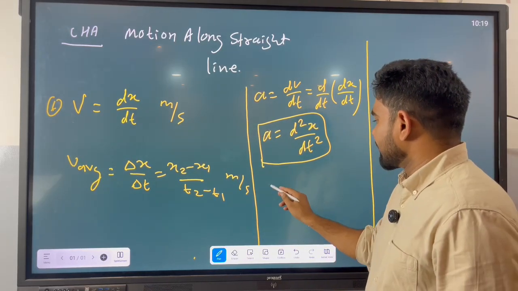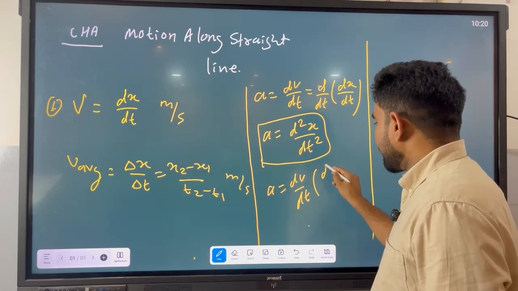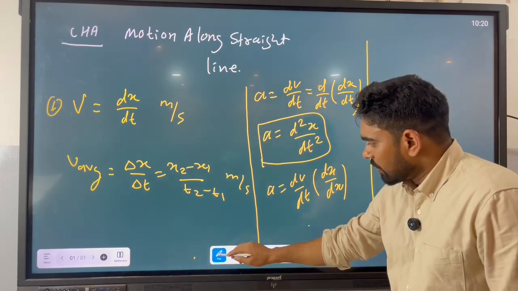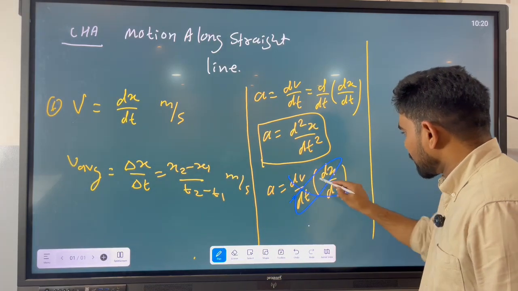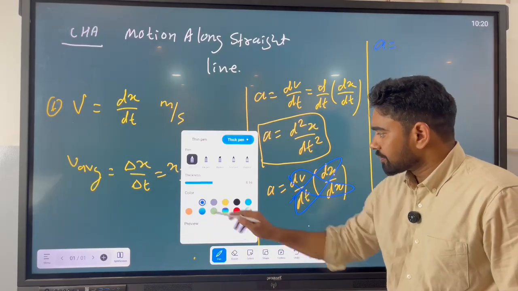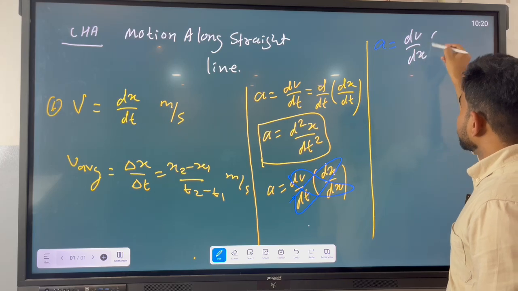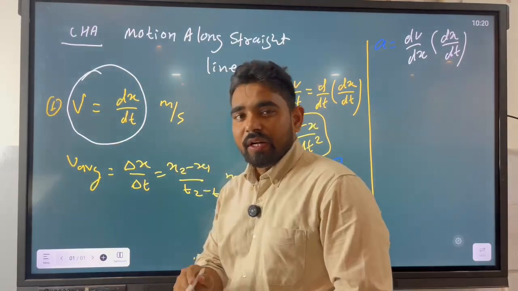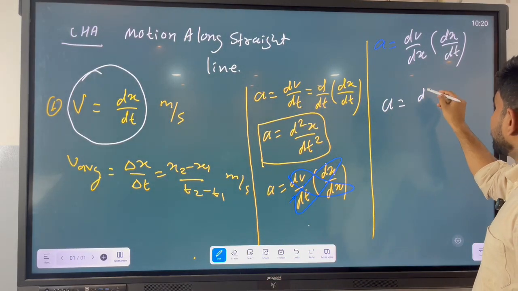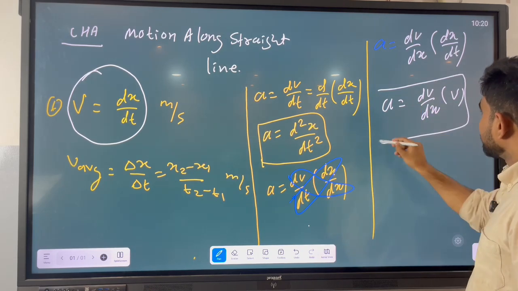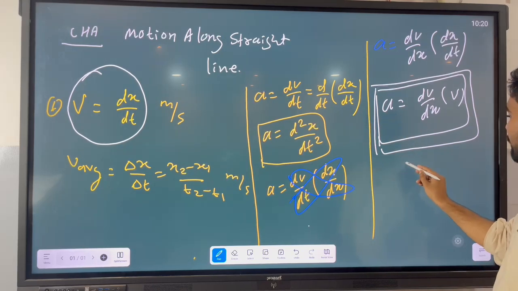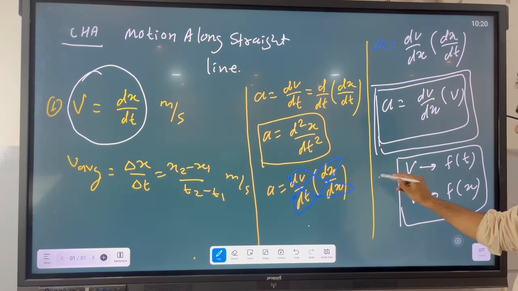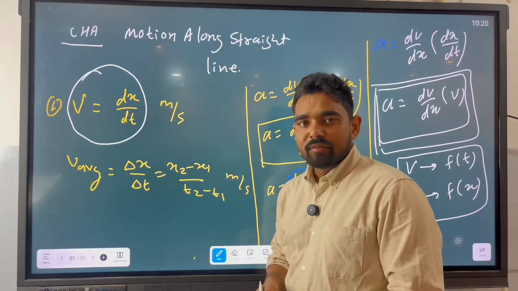And the next formula of acceleration: a equals dv divided by dt, and multiply numerator and denominator by dx. So acceleration equals dv divided by dx, and here dx divided by dt is the velocity of the object, right? And acceleration equals v dv divided by dx. This formula is used when velocity is a function of displacement. Velocity can be a function of time, and velocity can be a function of displacement. Both situations can be possible. This is the basic formula of mechanics, meaning motion along a straight line.